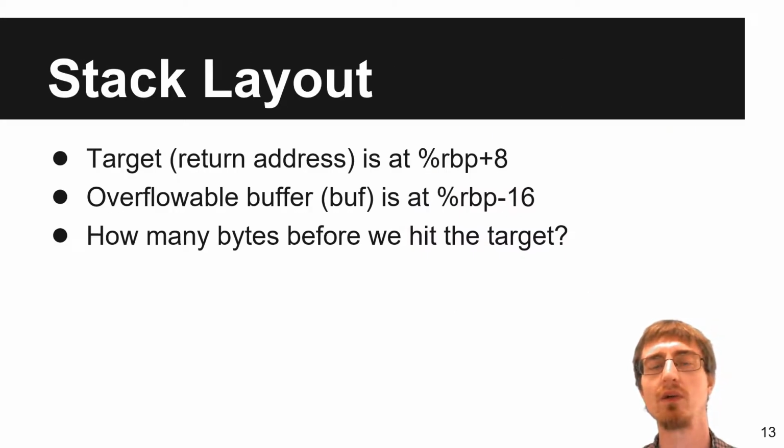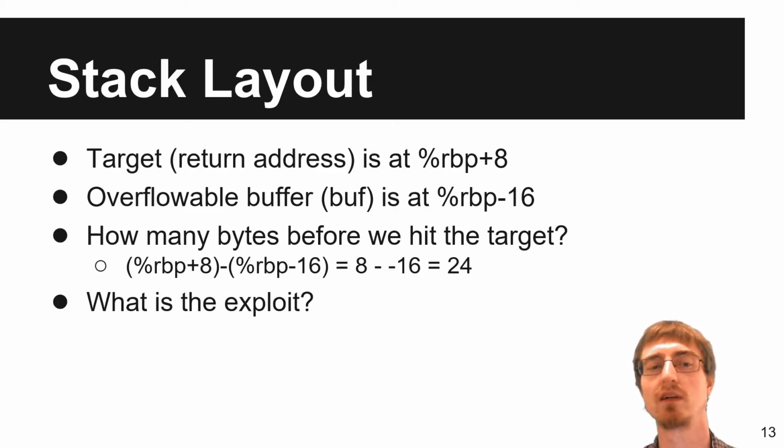So now we know where the important stuff is. The target to be overwritten, that is the return address, is at RBP plus 8, whereas the buffer to be overflown is at RBP minus 16. Now how many bytes do we need to write before we hit the target? Please pause the recording if you want to think about it. So we simply subtract the two from each other, and in this case RBP cancels out. So we subtract RBP minus 16 from RBP plus 8, and we simply get 24.